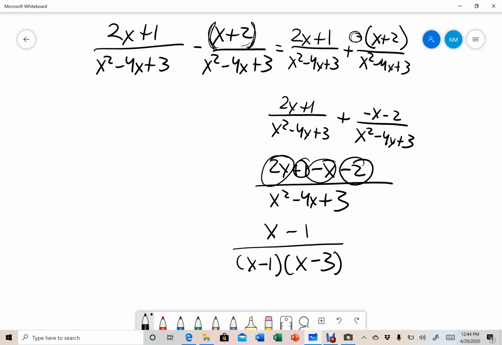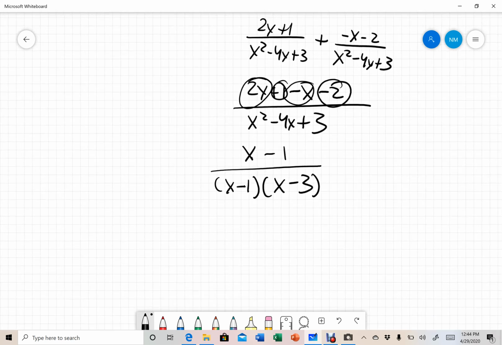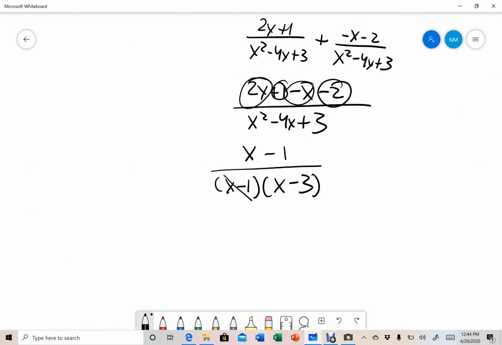Okay, hopefully you're still with me here. So we combined, then we factored, and this is where we're at here. So now I do my canceling. This cancels with this, leaving me with 1 over x minus 3. Now, because my x minus 1 was excluded, I have to set this equal to 0. So my answer is 1 over x minus 3, where x does not equal 1.